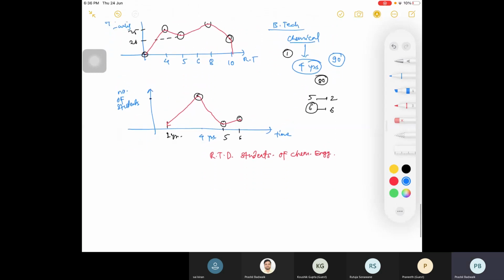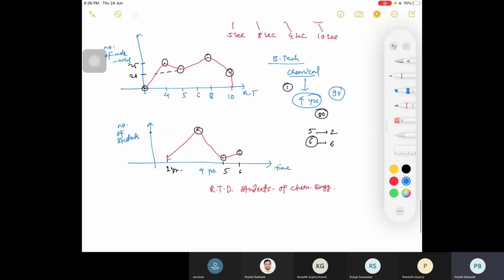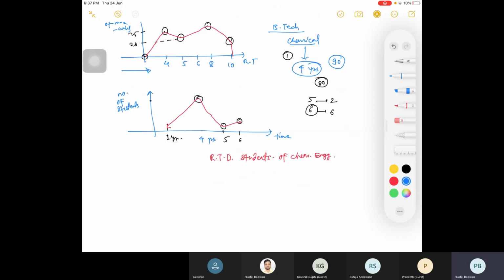Now, I had started with number of molecules, right? Number of molecules in reactor. So can you tell me what is your residence time distribution in PFR?